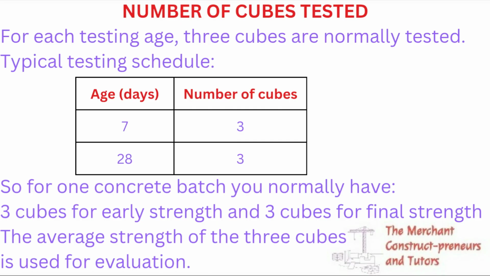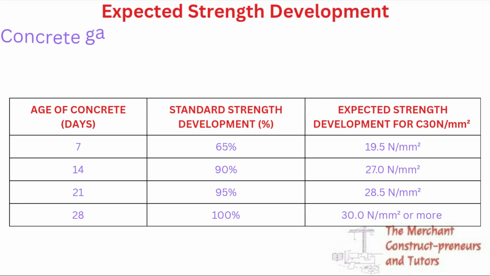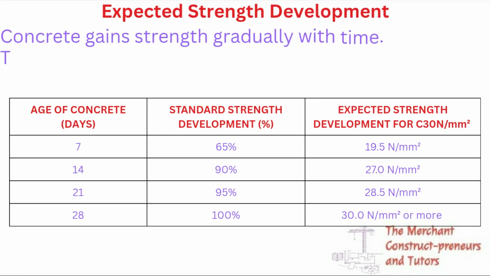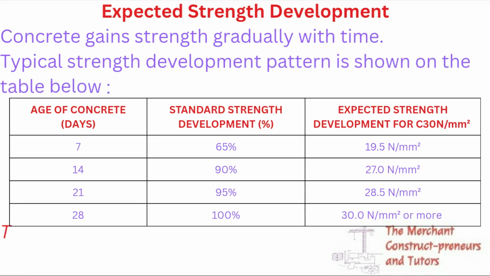So you are not taking just one cube. For 7 days, you have a minimum of 3 cubes. For 28 days, you also have a minimum of 3 cubes. The 7 days is for early strength, and the 28 days is for final strength. This statement alone makes you understand that once you see the early strength result, it gives an indication whether something is right or wrong. So you need to know how to interpret cube results.